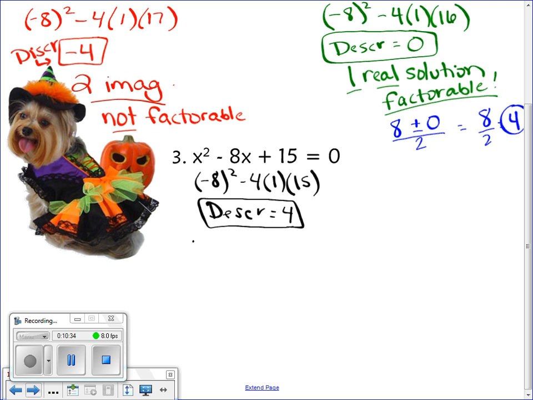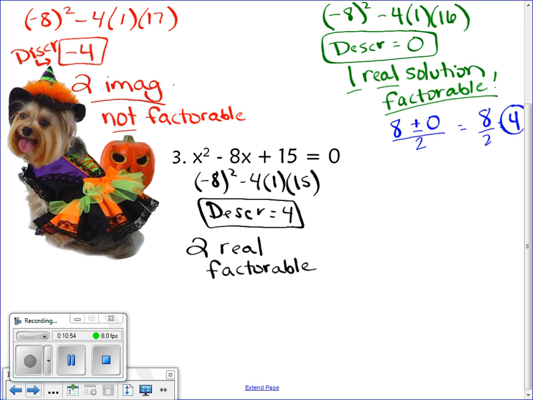All right, good. 2 real. Is it factorable? Is 4 a perfect square? So this is factorable. Okay, so I'm supposed to actually find them. You said they were real, so I can actually find these.